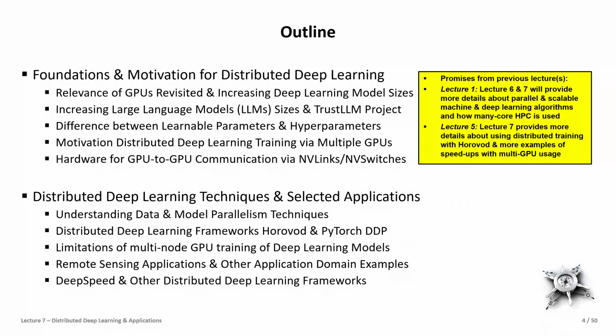But we will start again with lots of things you know already a little bit, but from different lectures, and we pull that all together now for foundation and motivation: why we do distributed deep learning, why we have to do it, what is now the driving factor of it. And here are some examples, of course, from remote sensing, but also large language models I want to show you. And then it's important to understand a little bit the difference between learnable parameters and hyperparameters. So this is an important part of this lecture as well.